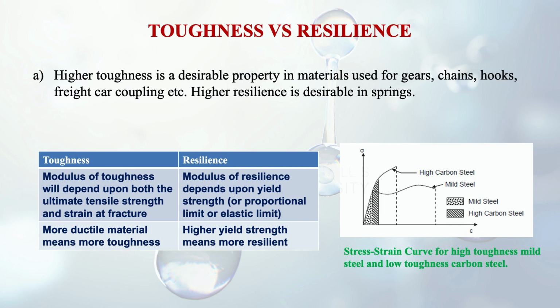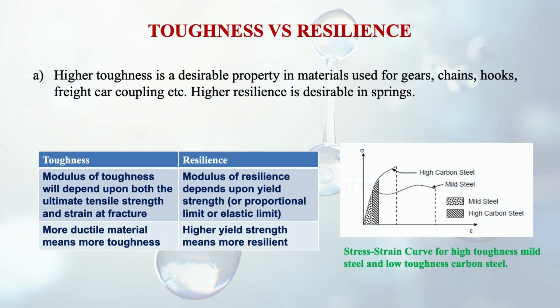Again, I am telling you so that you can get the point. The modulus of toughness will depend upon both the ultimate tensile strength and strain at fracture. Whereas modulus of resilience is dependent on the yield strength and the strain corresponding to that. So that is the difference between the two, and more ductile material means more toughness and higher yield strength means more resilient.